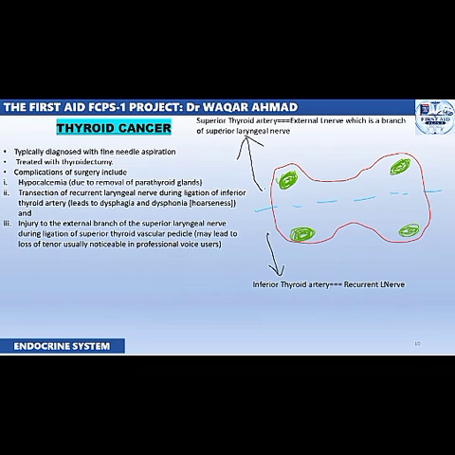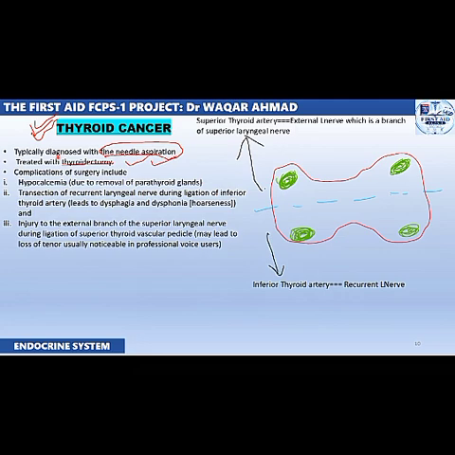Now, very high yield and always necessary to revise before any exam are the thyroid carcinomas, which are typically diagnosed with fine needle aspiration and are treated with thyroidectomy, the only treatment modality. What will be the complications of surgery? Here you can see in this diagram, the thyroid gland has on the back of it 4 parathyroid glands which could be removed, and that leads to hypocalcemia.